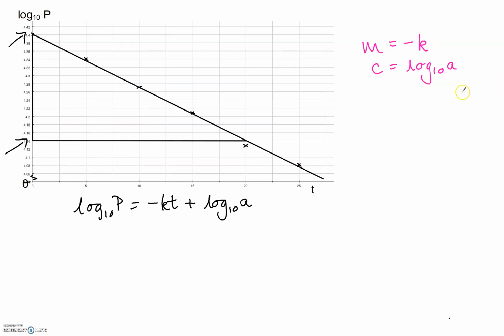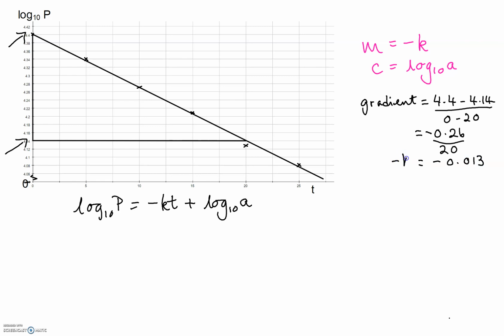So we're now going to find the gradient. I've drawn in the triangle to help us to do this, and we can see that the gradient is going to be the change in y, which is 4.4 minus 4.14, and that's going to be over 0 minus 20, and so we get a gradient of 0.26 over 20, and that's negative, and that's negative 0.013.